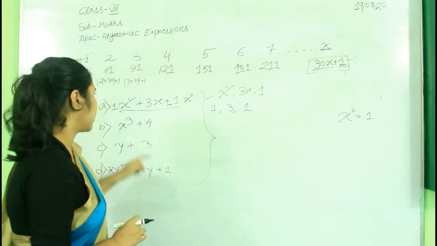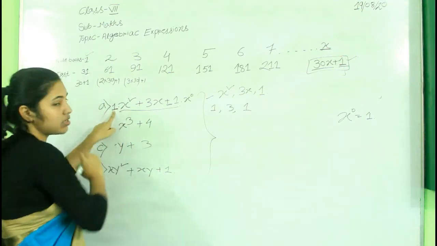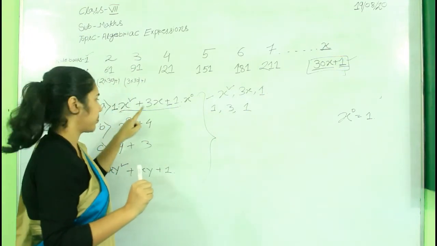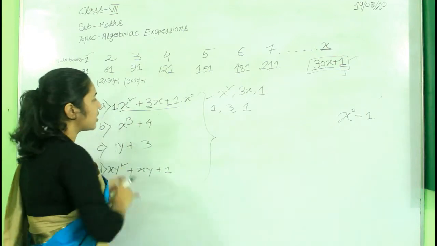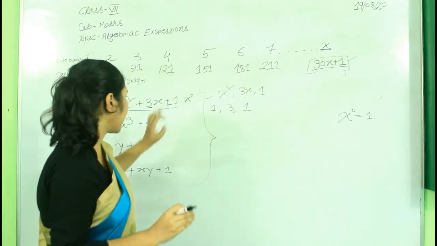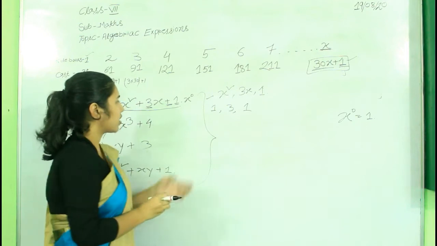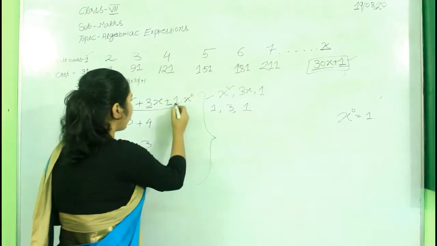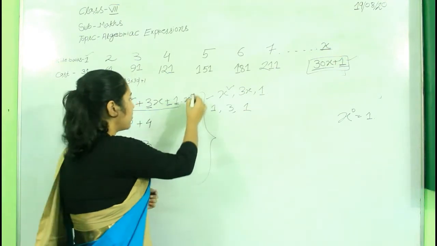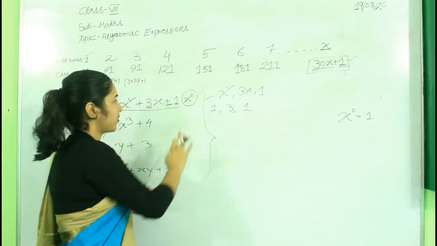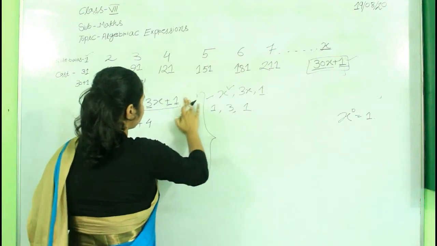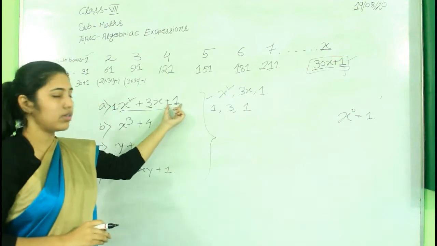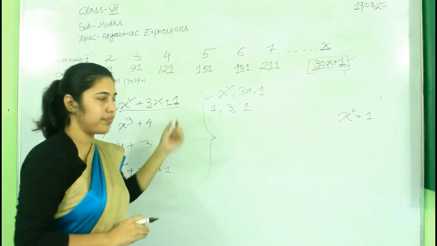Now look at this expression. Here 1 is the coefficient of x square, of this term. 3 is the coefficient of x and 1 we can call as the constant term or we can call 1 as the coefficient of x to the power 0. So don't write here x to the power 0 and we can say 1 as the constant term.